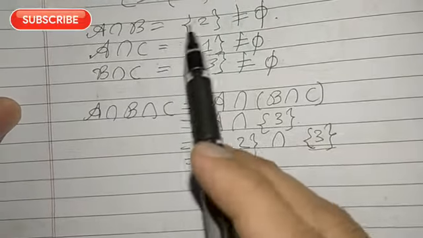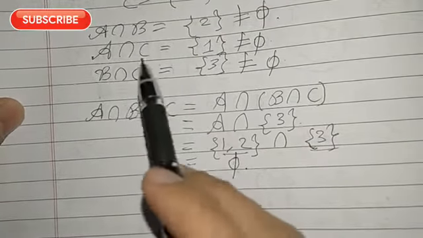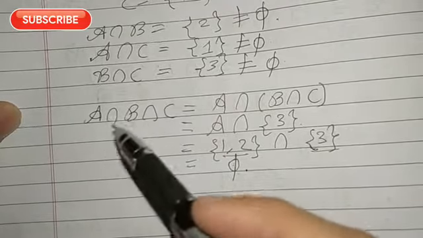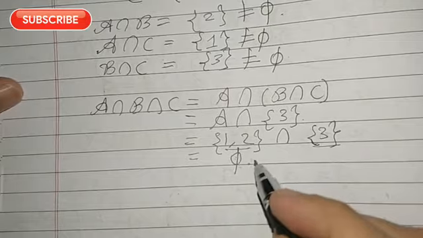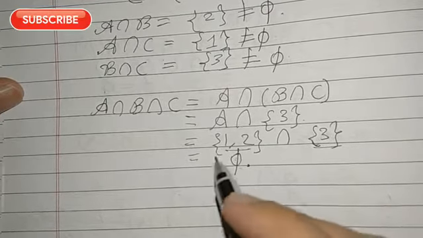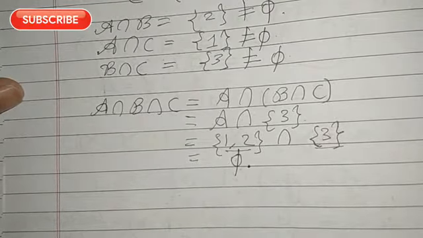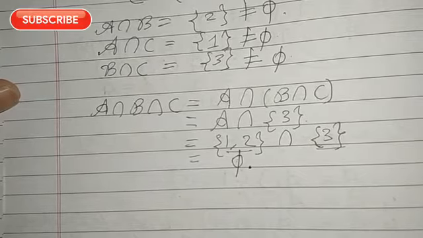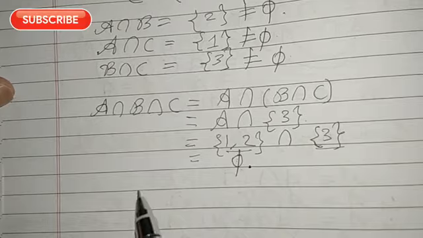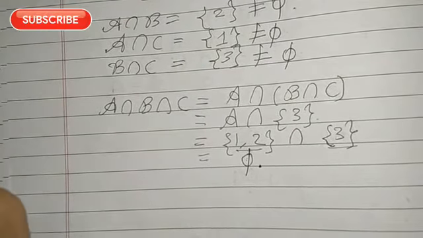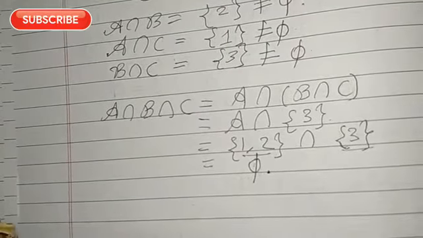Even though A intersection B, A intersection C, B intersection C were non-empty, you got A intersection B intersection C empty, and that is what we wanted to prove, right? So that is the problem number 12 that we had. We have solved it.